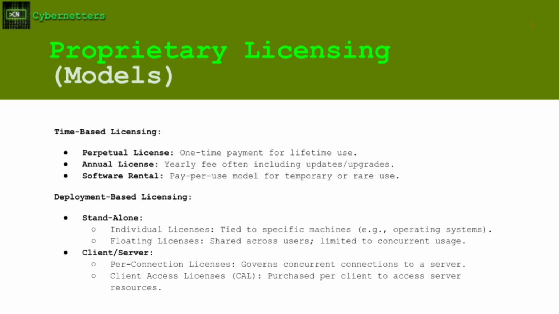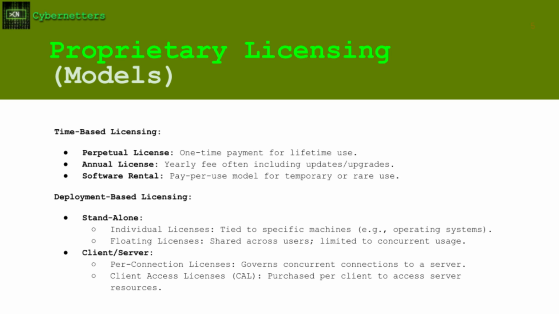Think of it like a streaming subscription with added perks. A software rental is pay only when you need it. This is great for temporary use, like trying out demo versions or using software you only need occasionally. Next, there's deployment-based licensing, which focuses on how the software is used.